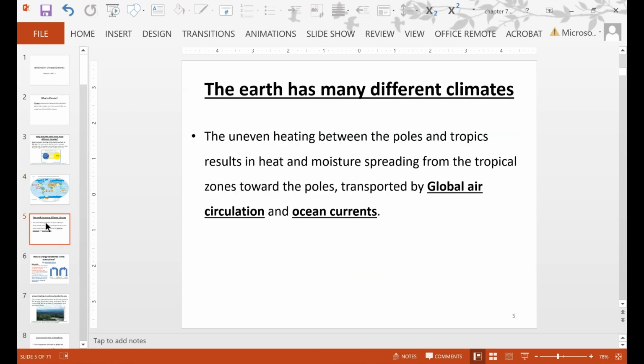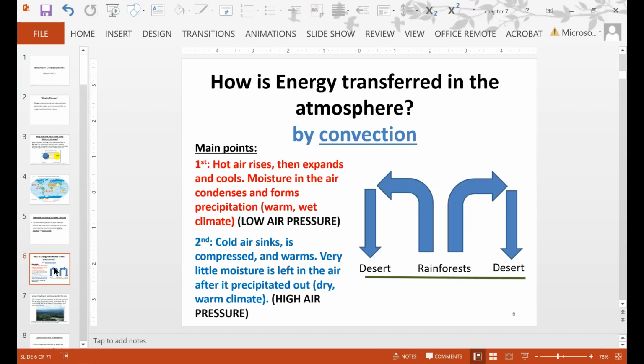The uneven heating between the poles and the tropics results in heat as well as moisture spreading from the tropical zones, between the Tropic of Cancer and the Tropic of Capricorn, toward the poles. This is spread by air circulation and through ocean currents. It is spread by the process of convection in the atmosphere, as well as convection in the ocean.